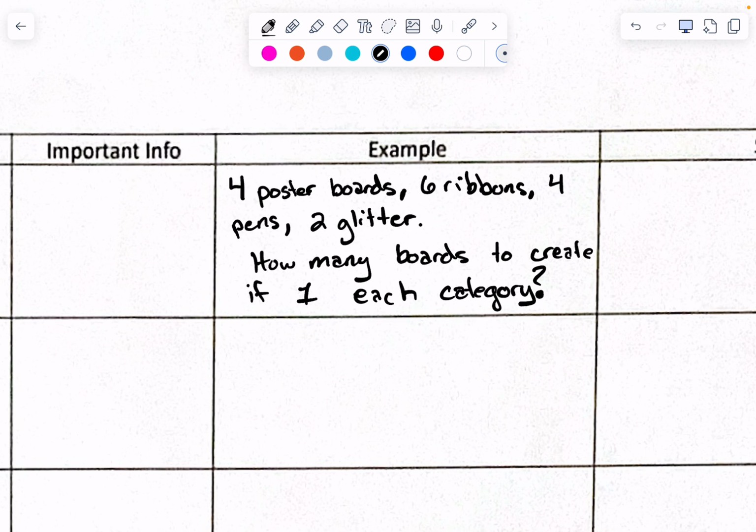So maybe I choose the black board, and I choose the pink ribbon, and the gold pen, and the silver glitter. Right? Or maybe I choose the blue poster board, and the yellow ribbon, and the pink pen, and the gold glitter. Right? How do I figure out how many different poster boards can be created with these options? Isn't it just the lowest number? Multiply them all together.